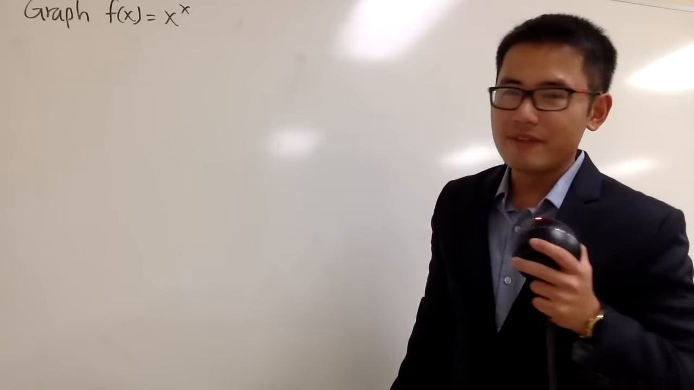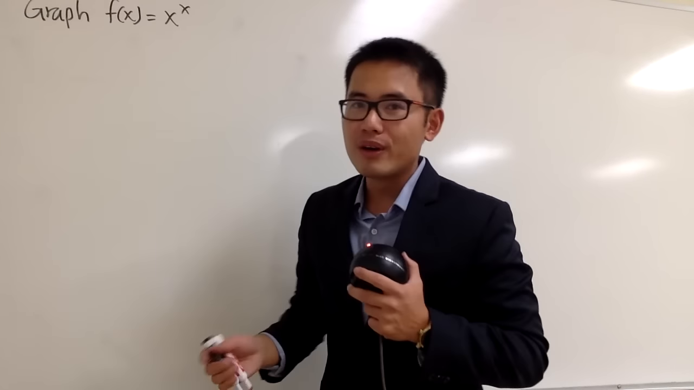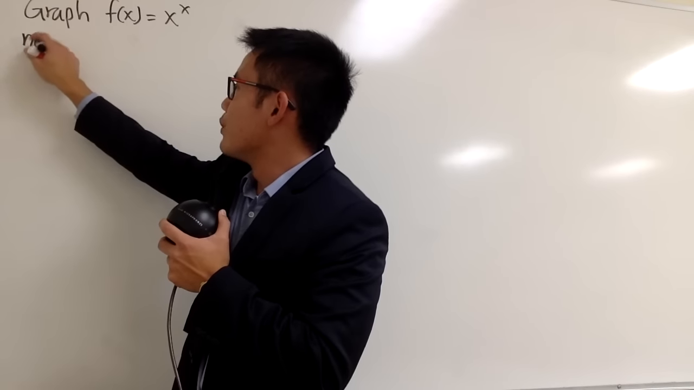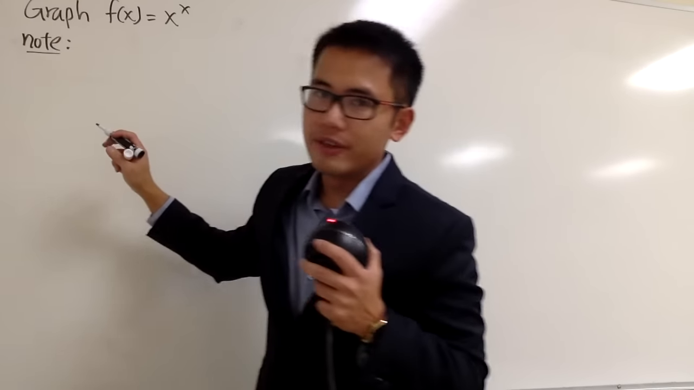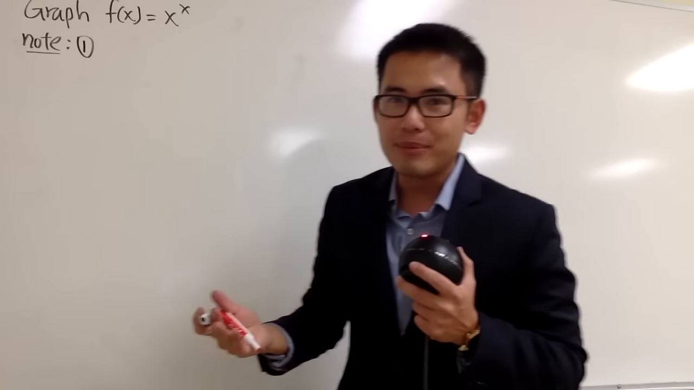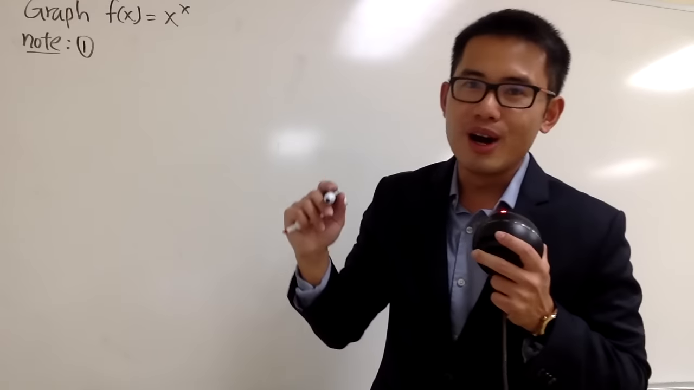Okay, I'll show you guys how to graph the function x to the x power. And here is some prep work that we have to do first. So let me write down some notes for you guys. Here is note number one. In fact, here we actually have a pretty dangerous number, and that's the number zero.